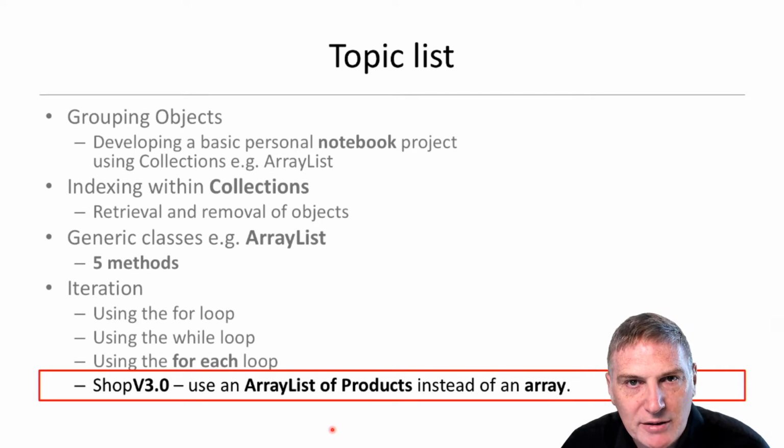So that's a recap on array lists, and we're going to be using array lists now in our shop version 3 application. We're going to replace the array and the field total with just an array list, and then we're going to have to update some of the methods to make use of the methods that we just outlined for array list in order to make our shop version 3 work.